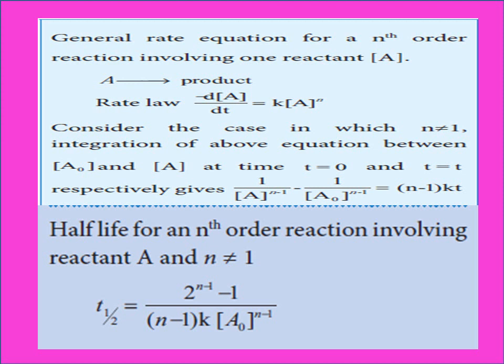In order to calculate the nth order half-life period, we use the equation t half is equal to 2 to the power n minus 1, minus 1, whole divided by n minus 1 into k into A naught to the power n minus 1. Here also n value should not be equal to 1. If you apply n value as 2, 3 or 4, you can calculate t half.